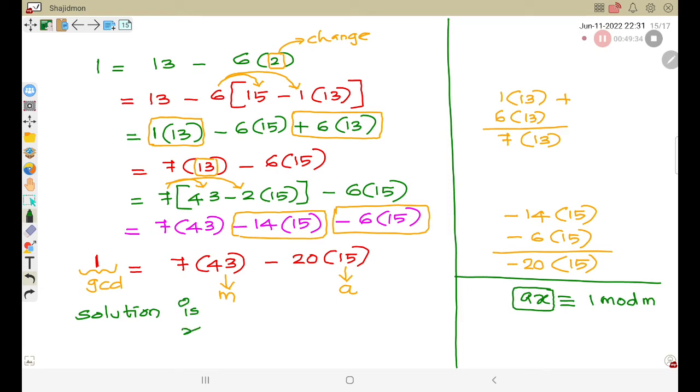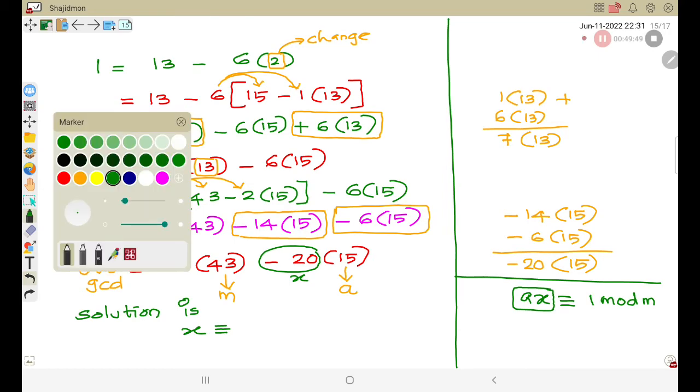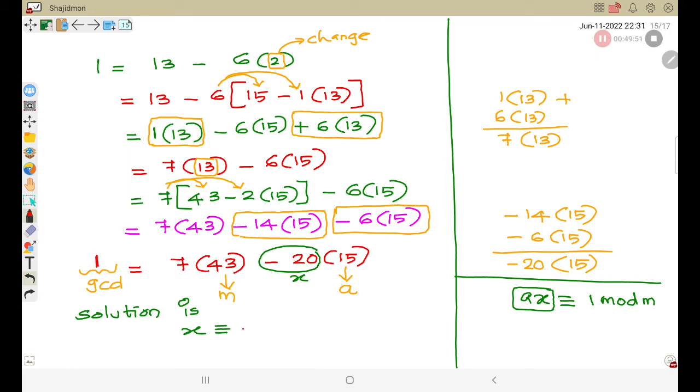So we can write, the solution is X congruent to the number together with A. What is the number together with A? Minus 20. This is x, correct? So x congruent to minus 20. Here the number is negative. This is the correct one, but we need a positive solution. So minus 20 means just take mod m. What is our m here? Mod 43, correct? Mod 43.